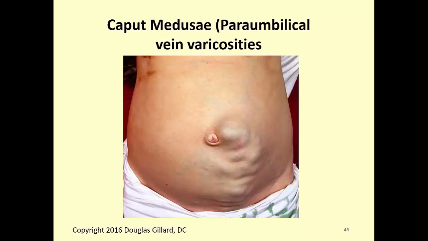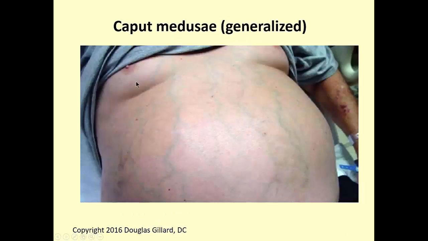So there it is. Para-umbilical veins are severely varicosed here, right? So that's from portal hypertension as well. And it can be more generalized if the other veins are involved. This is another form of caput medusa, not quite as dramatic, but from a patient with liver failure.